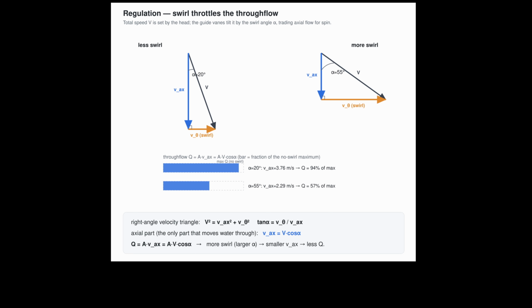Second, regulation. Normally, to throttle the turbine back, you'd add a choke, a valve that restricts the flow of water, but that costs head. You burn pressure along the valve and never get it back. Swirl sidesteps this.